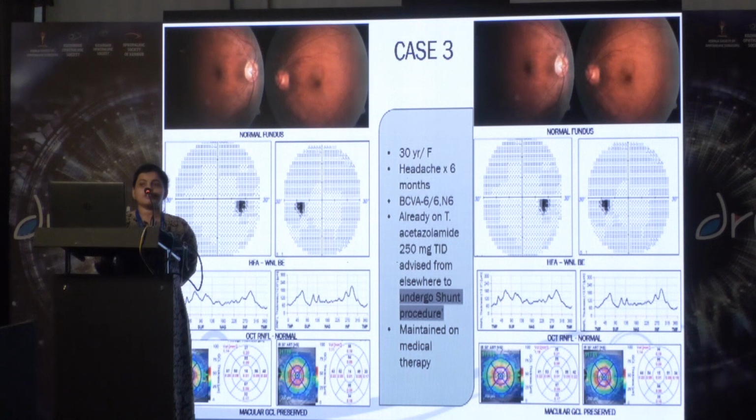However, on examination her fundus examination was within normal limits, HFA, OCT and RNFL and GCL were all within normal limits, and on her review after 1 month, again the fundus was normal, HFA was within normal limits, OCT, RNFL and macular GCL were preserved. So she was maintained on medical therapy.